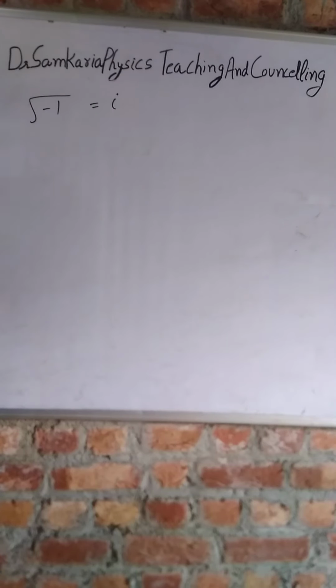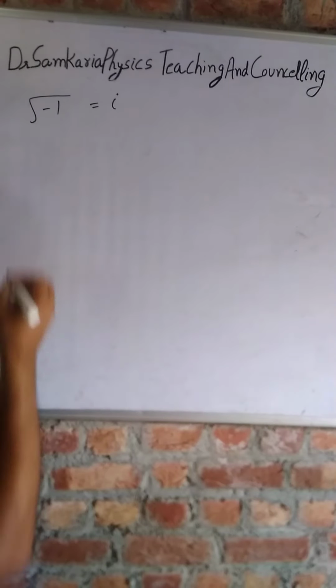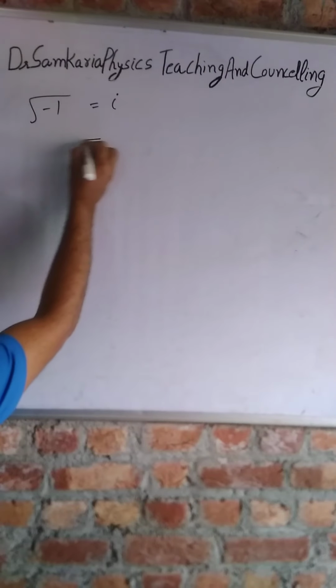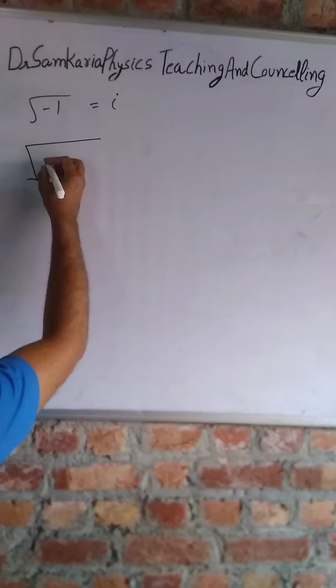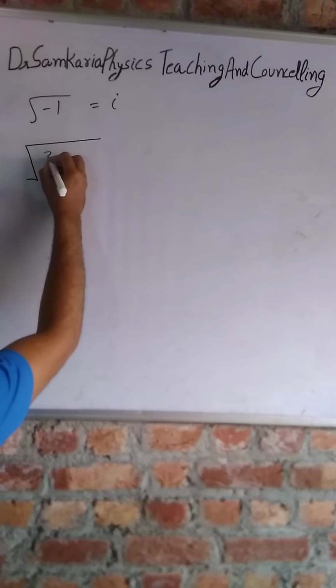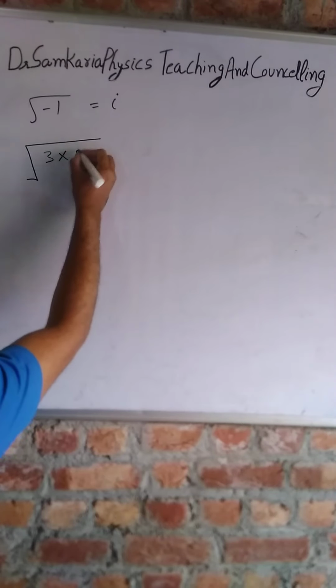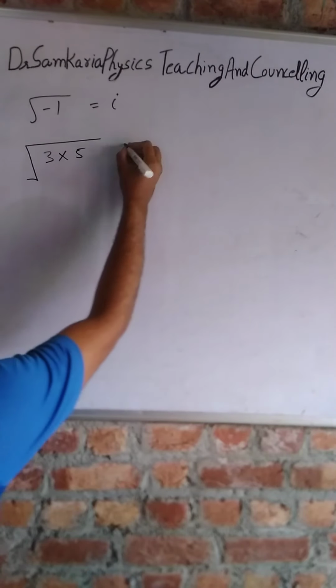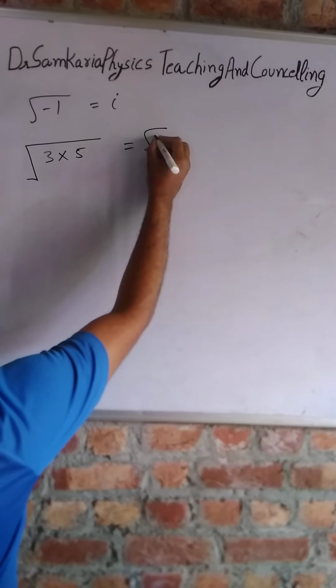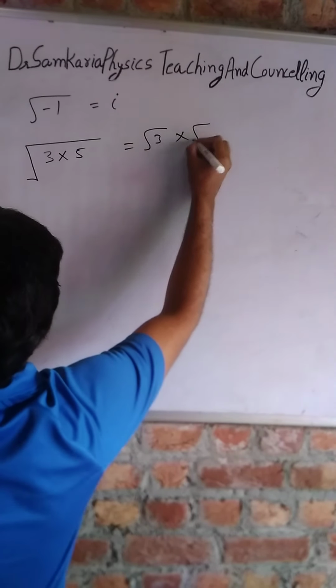Now, I would like to discuss one rule that imaginary numbers obey like the real numbers. Suppose we have any two real numbers with their product inside the square root. Suppose we have two numbers like 3 into 5. The product of any two real numbers inside the square root can be broken into separate parts. This can be written as square root of 3 into square root of 5.